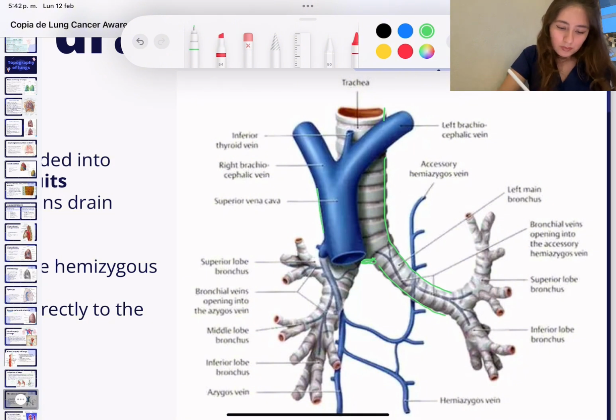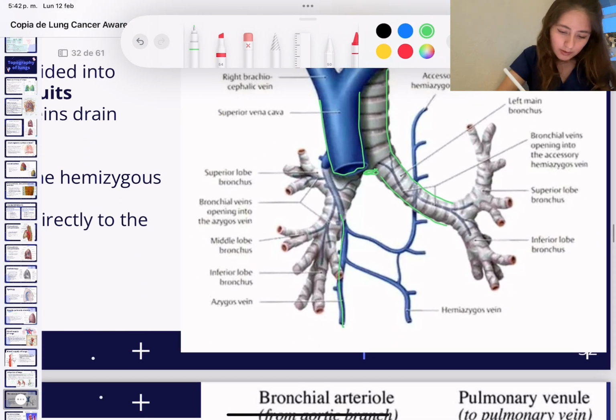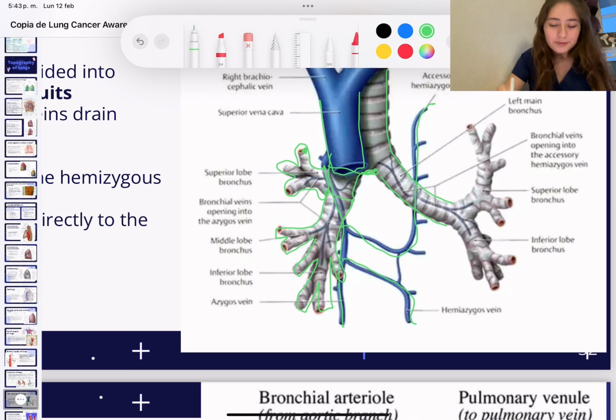We have the superior vena cava, azygos vein, then hemiazygos and accessory hemiazygos vein. We have superior lobe bronchus, main bronchus, superior lobe bronchus, then middle lobe bronchus, inferior lobe bronchus, and the left one is quite longer. This is the main bronchus. Then it divides into superior lobe and inferior lobe.